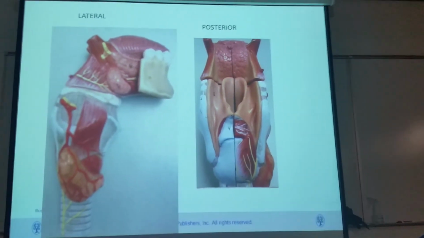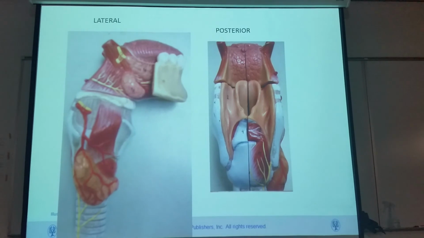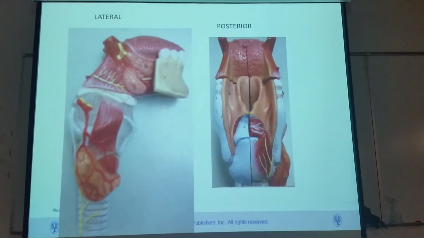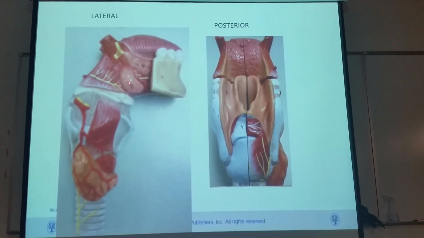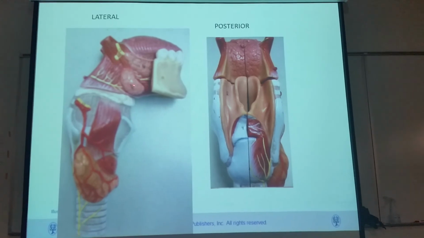Here's a different model of the same thing. We call it the tongue larynx model. We have some salivary glands. This is the only one where you can see sublingual. This is also a good one of submandibular.